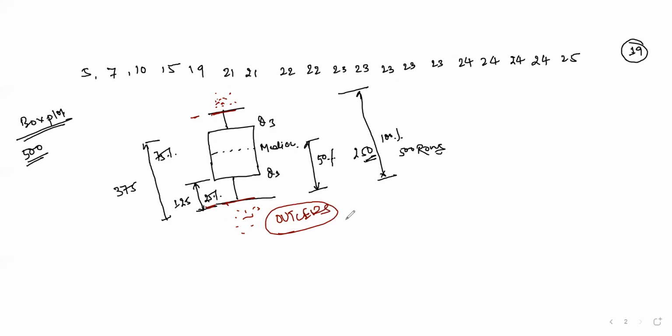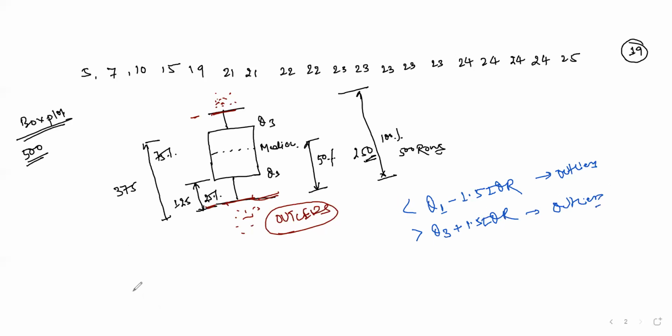So the next question is how you will detect these boundaries. For that, we have a formula, right? What's that formula? We say that anything below Q1 minus 1.5 times IQR will be your outlier, and anything above Q3 plus 1.5 times IQR will also be an outlier, right? Now, what is this IQR? IQR is called the inter-quartile range, and this is nothing but Q3 minus Q1.